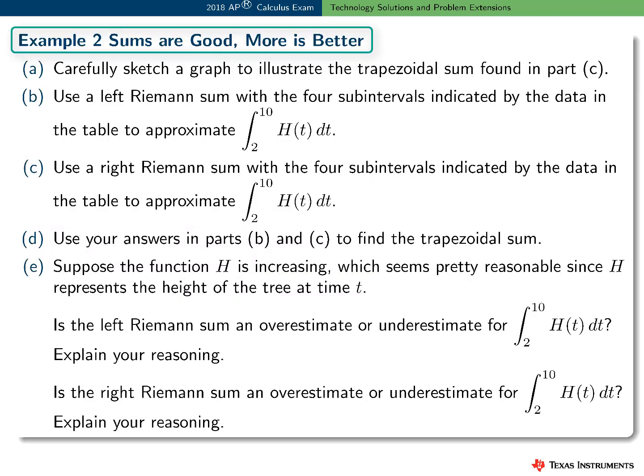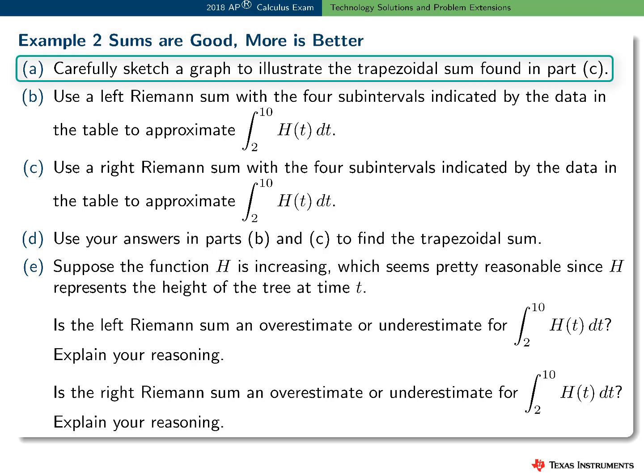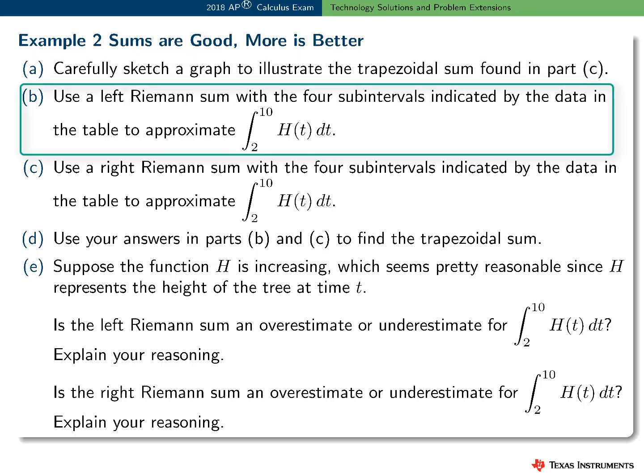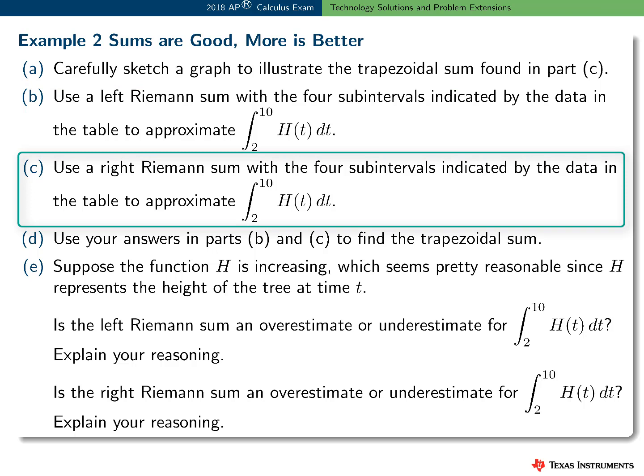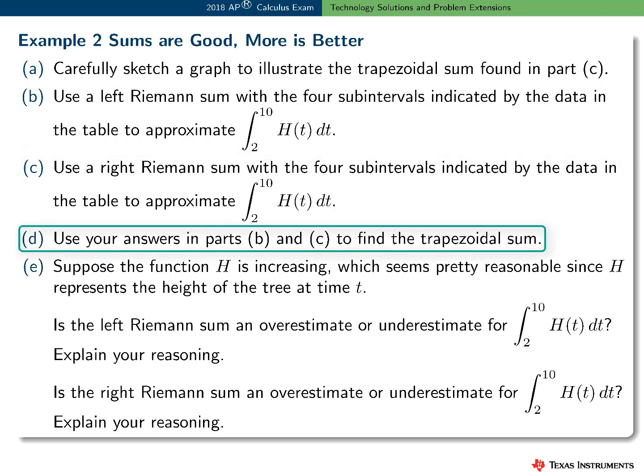Here's a problem extension. First, sketch a graph to illustrate the trapezoidal sum found in the free response question part C. In part B, use a left Riemann sum with the 4 subintervals indicated by the data in the table to approximate the integral from 2 to 10 of h of t dt. And in part C, use a right Riemann sum. And in part D, use the left and the right Riemann sums to find the trapezoidal sum.